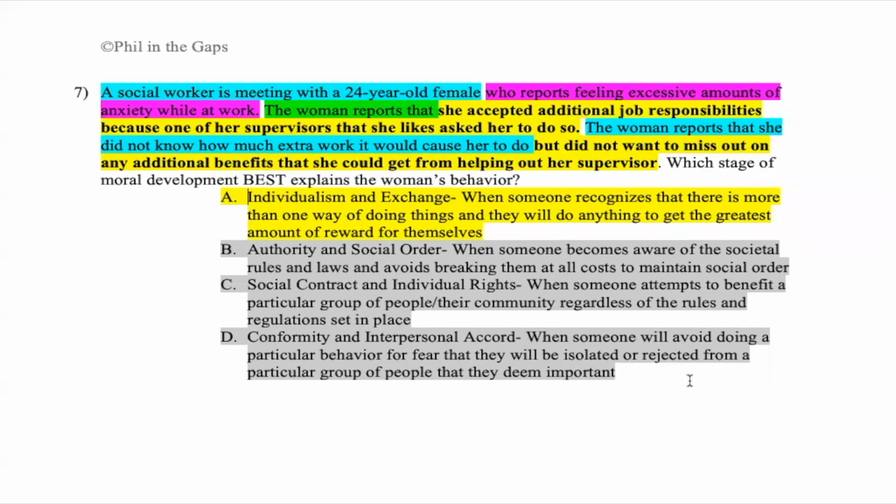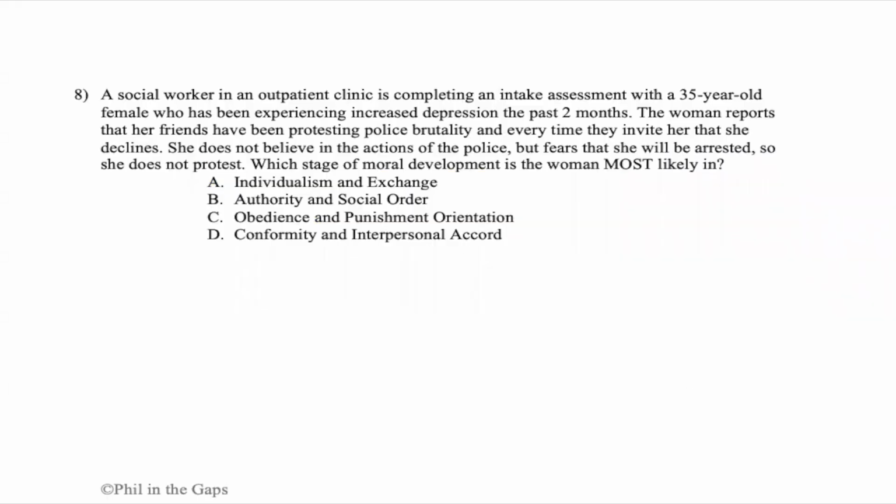So that's how we'd look at that question in particular. Question 8. A social worker in an outpatient clinic is completing an intake assessment with a 35-year-old female who's been experiencing increased depression for the past 2 months. The woman reports that her friends have been protesting police brutality, and every time they invite her, she declines. She does not believe in the actions of the police, but fears that she will be arrested, so she does not protest. Which stage of moral development is the woman most likely in?